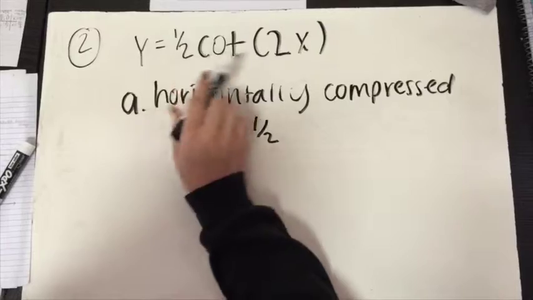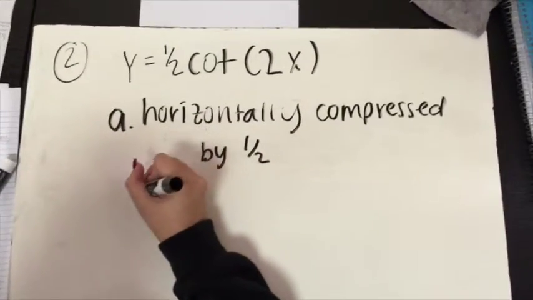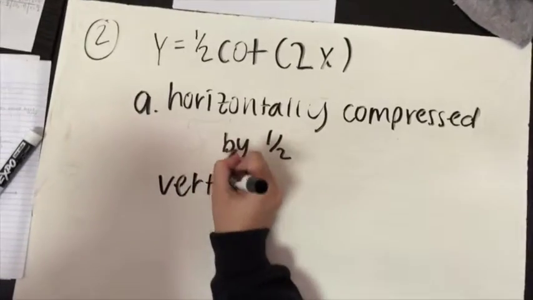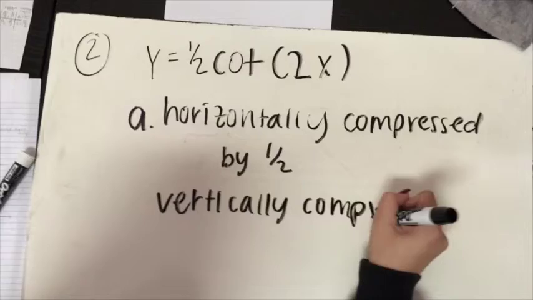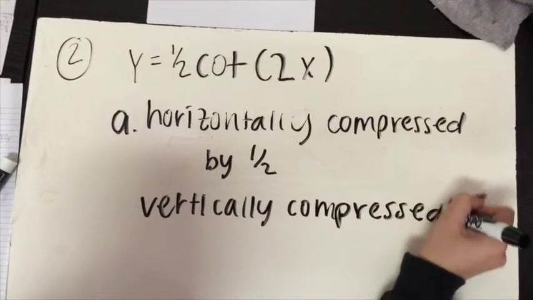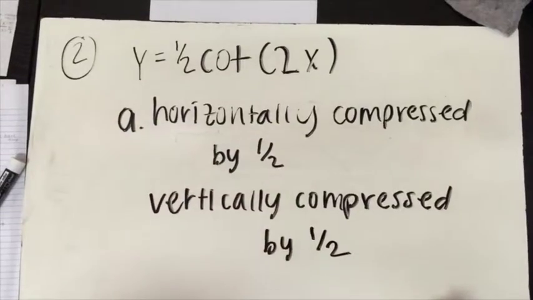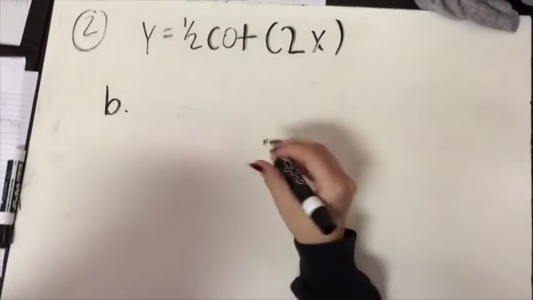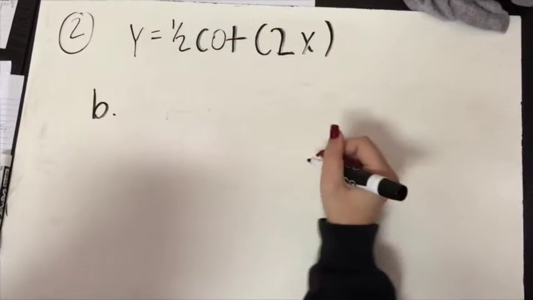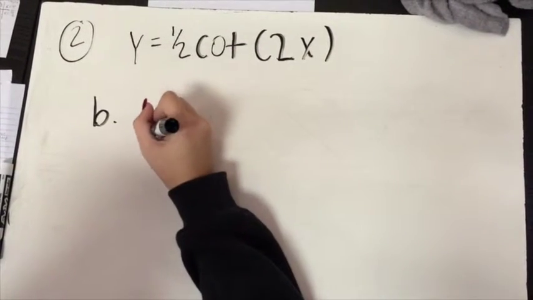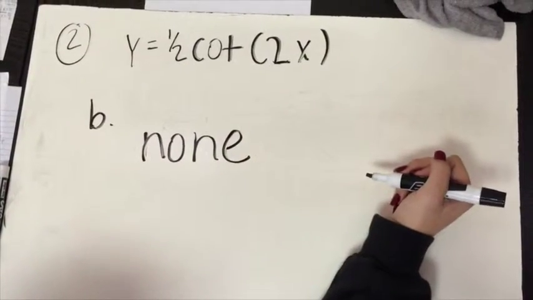Since 1/2 is outside of the parentheses, that means it has to do with y. So it's vertically compressed by 1/2. So next I need to explain the amplitude, or why the function does not have amplitude. Cotangent functions and tangent functions never have amplitude, so there's no amplitude.